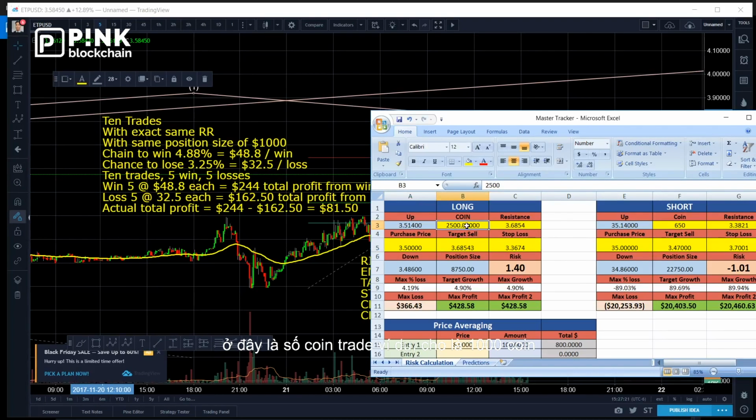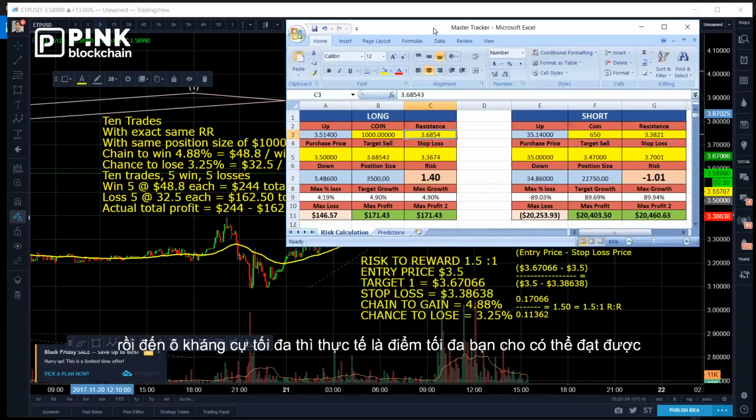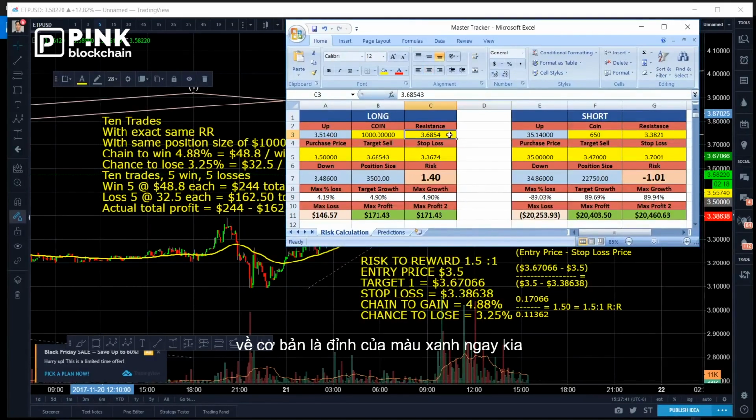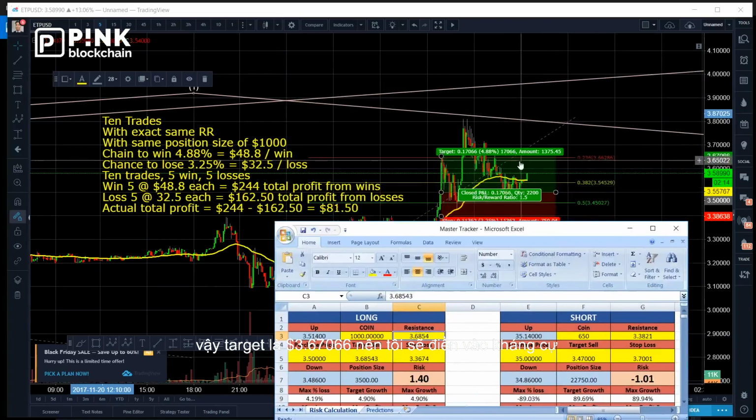Now this field here is how many coins you're trading. Let's say you're trading, I don't know, 1,000 coins, okay? You put in your purchase price in the up or down field, and you do not touch that. Now you put in your resistance, your maximum resistance, right? Where your resistance is basically the maximum point where you think it'll reach, which is basically the top of the green box right there.